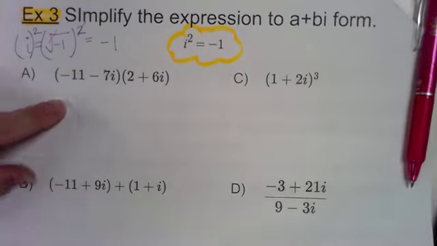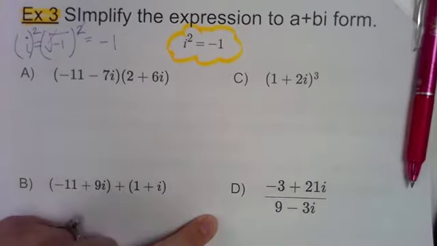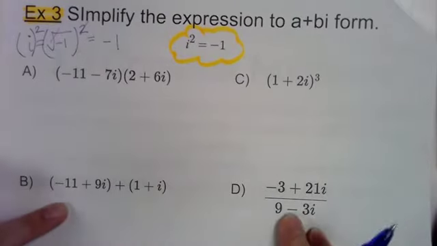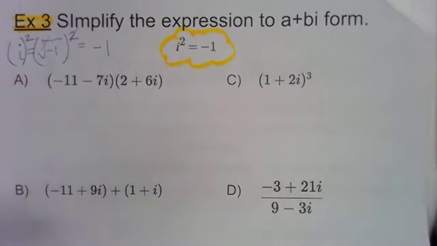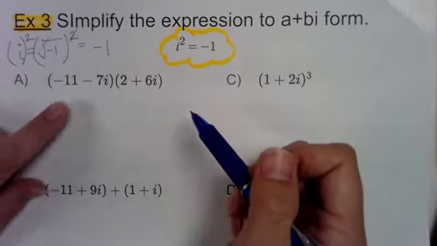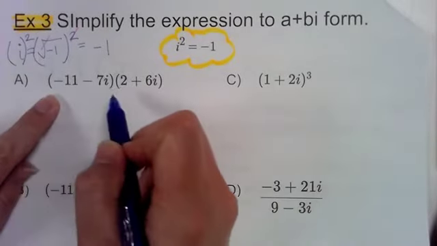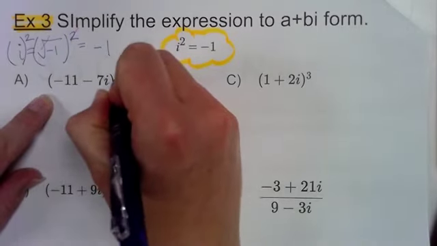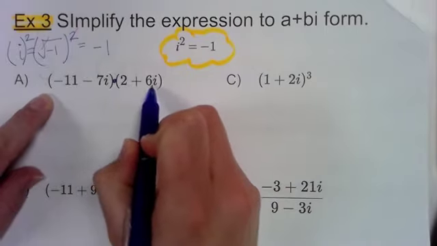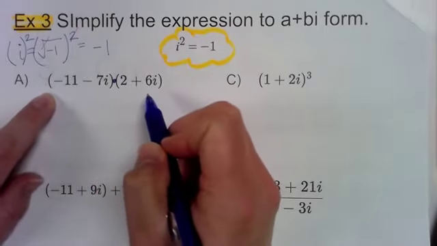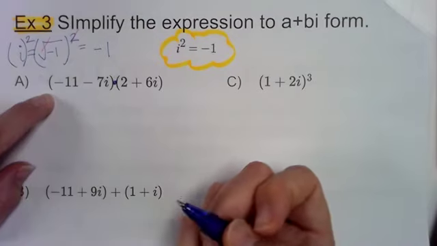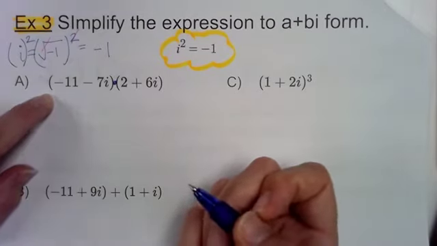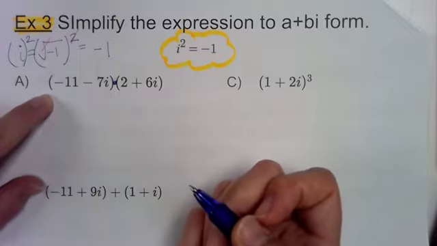So you'll notice here we have all kinds of operations that we're doing with imaginary numbers. And these are all imaginary numbers. They're called complex numbers, but I don't think that matters. Right here on letter A, we have negative 11 minus 7i times the quantity 2 plus 6i. We're going to multiply this by hand so you can see how to do it. But guess what? Your calculator can do it, which is great. Okay, so I'm going to show you.